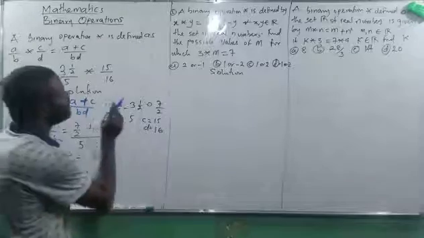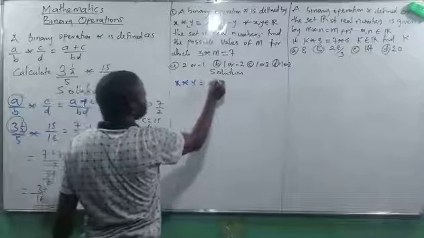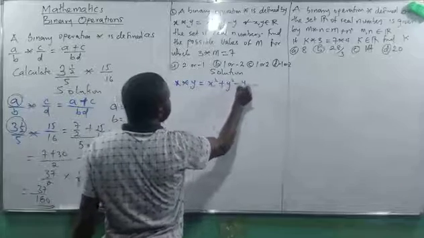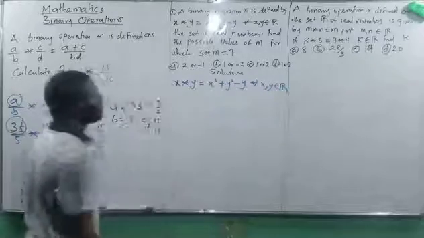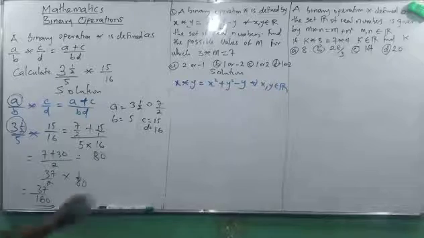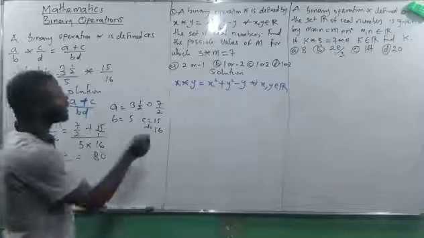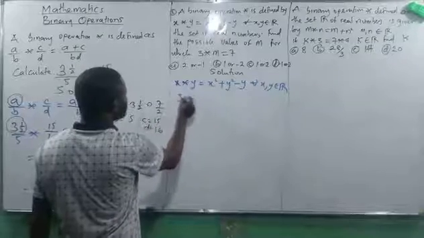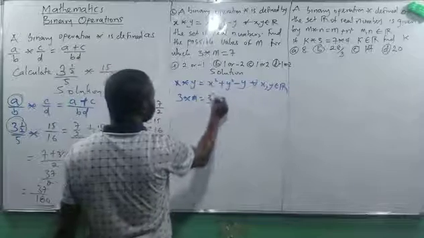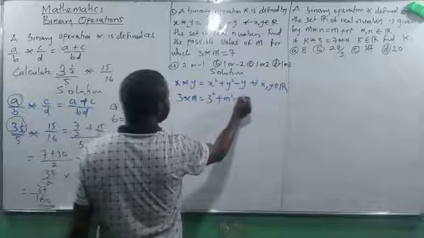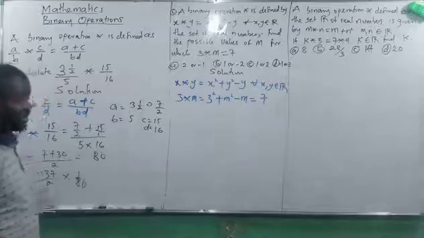What is there is that this is the operation. This is the operation: x operate with y equals x squared plus y squared minus y, for all x, y belonging to R. This is the definition. Now, what you just need to do is 3 operate with m will be equals to 3 squared plus m squared minus m equals to 7, because it's been stated already.